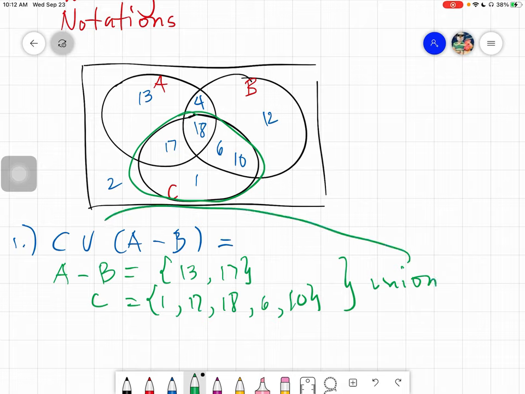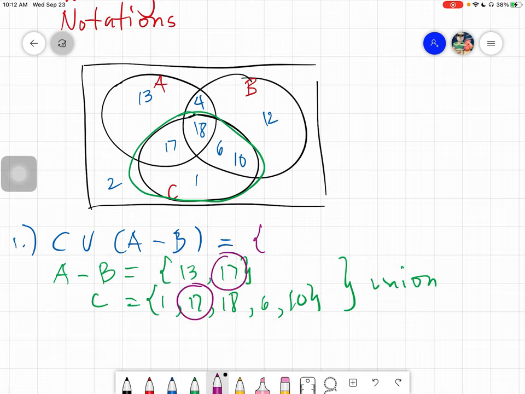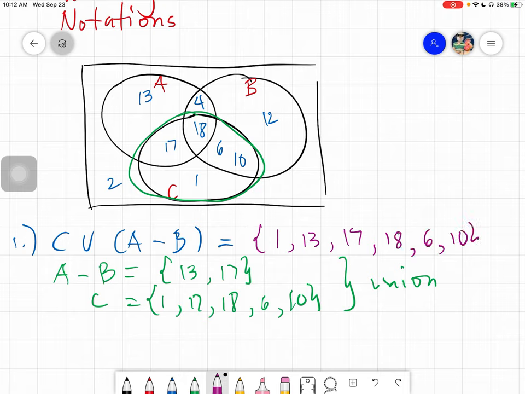When you're trying to evaluate for the union, what we do is we just simply write the elements together, without repeating the other elements. So in this case, I combine them, but 17 and 17 repeat, so we just write it as one. Your elements here would simply be 1, 13, 17, 18, 6, and 10. And this would be your final answer.